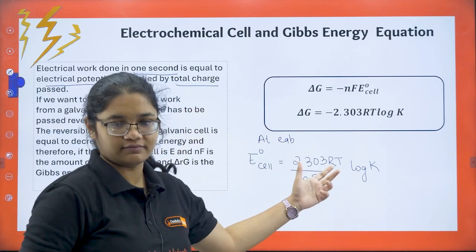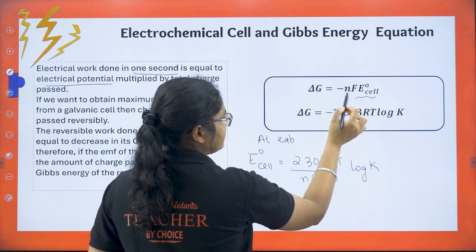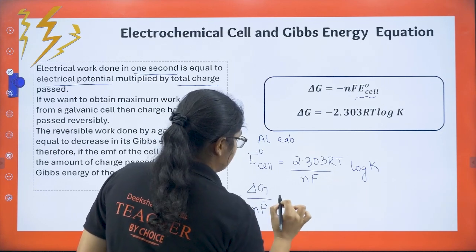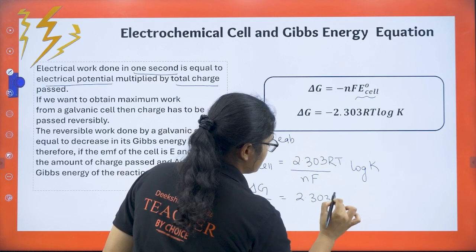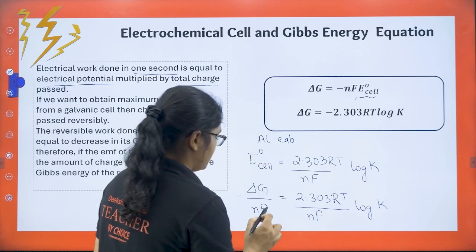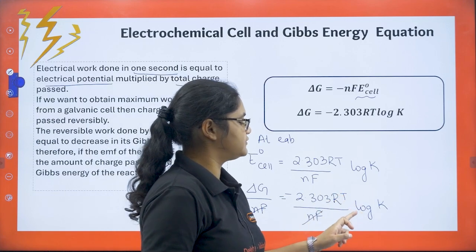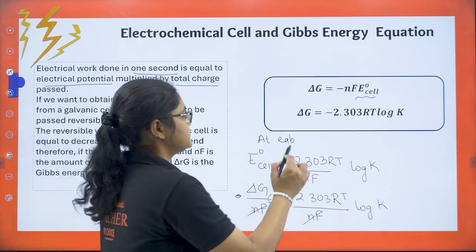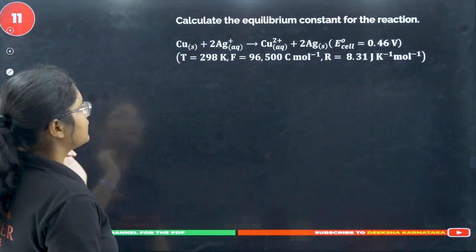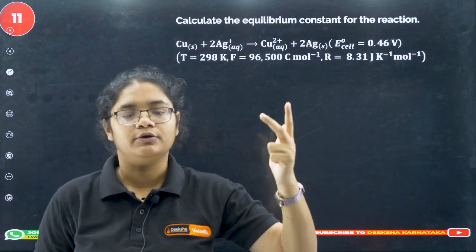I have written this as 0.0591 by n. So what I can do here, you can see this one. What is E naught value? Delta G by nF, right? So I can write this as delta G by nF is equal to 2.303 RT by nF log of K. So nF and nF I can cancel, this minus can come here, so delta G is equal to minus 2.303 RT log K. So this will give me the formula of delta G. Clear? These are the concepts that we have studied today: Nernst equation and equilibrium constant, and how it is related to Gibbs free energy.